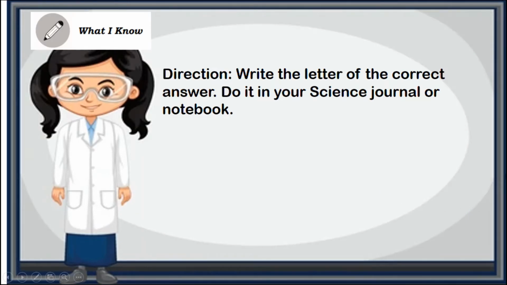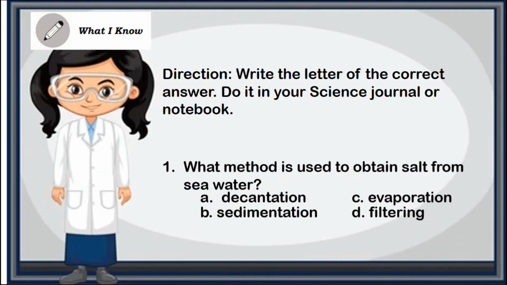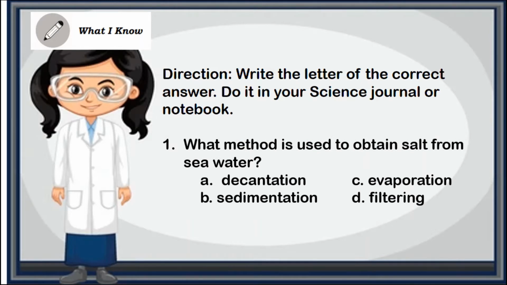In your module, What I Know, you're going to answer 10 questions in this portion. Direction: Write the letter of the correct answer. Number 1. What method is used to obtain salt from seawater? A. Decantation, B. Sedimentation, C. Evaporation, and D. Filtering. Correct answer is evaporation.